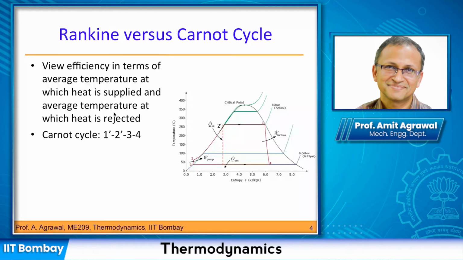So if we were to compare this Rankine cycle versus a Carnot cycle, then inside this we can draw a Carnot cycle by going to this point 1 prime, not all the way to 1, and then having an adiabatic or an isentropic compression, so that my pressure increases from P1 to P2.